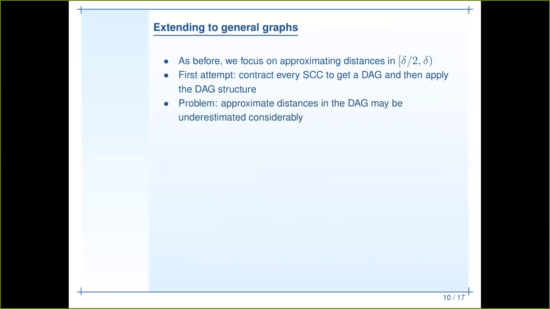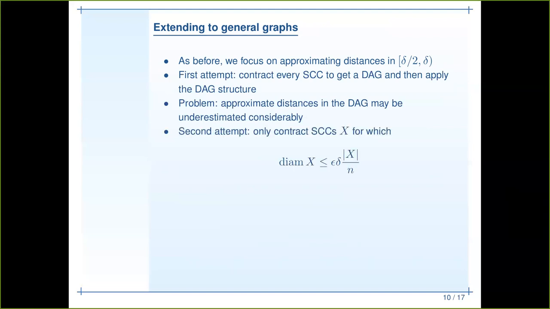Let's see how we can extend to general graphs. And this is the new part, the contribution of our paper. So again, let's focus on approximating distances in this range. The first attempt could be to contract every strongly connected component, every SCC, because that will give you a DAG, and then we can simply apply the DAG structure from before. But this obviously fails, because if, for instance, the whole graph is a big SCC, you will contract the whole graph down to a single vertex, and you will get too big of an underestimate in your shortest path distances.